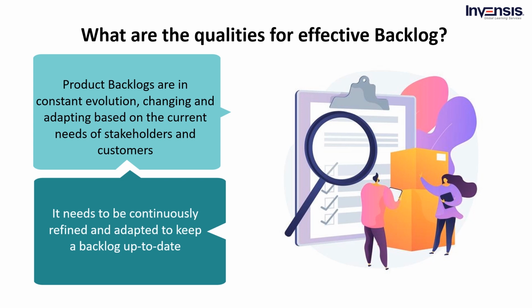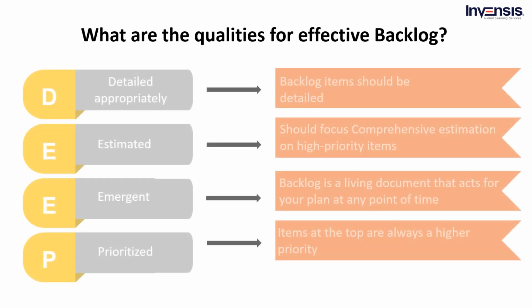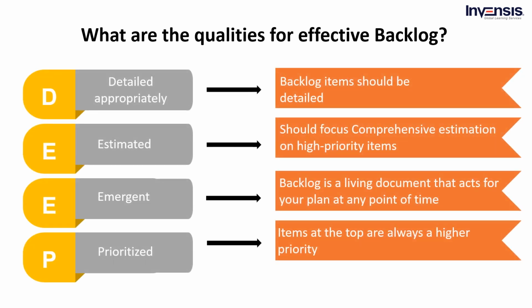Therefore, it needs to be continuously refined and adapted to keep a backlog up to date and in its most effective form. This process takes time, but there are simple, powerful strategies for maintaining a quality backlog. Good product backlogs share similar characteristics, which Mike Cohn and Roman Pichler captured with the acronym DEEP, which stands for Detailed Appropriately, Estimated, Emergent, and Prioritized. In the same manner, a good and efficient product backlog has 4 characteristics, which are detailed appropriately, estimated, emergent, prioritized. We will cover all of these attributes in detail.